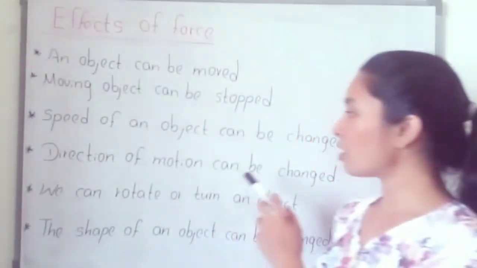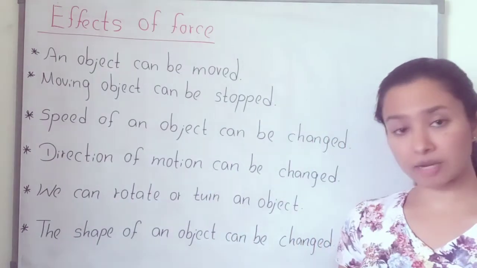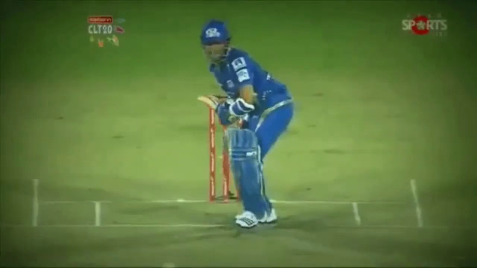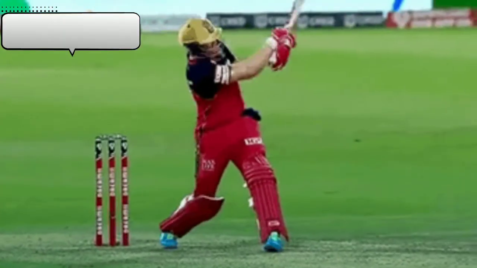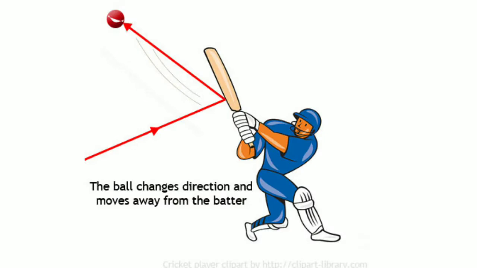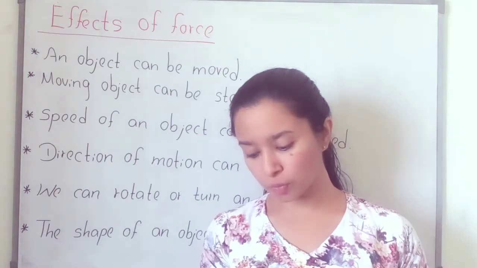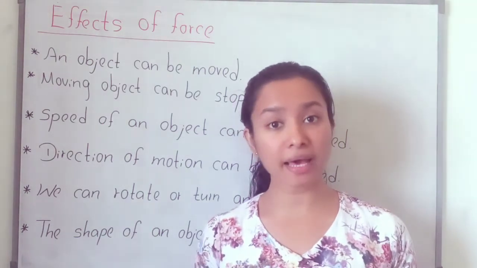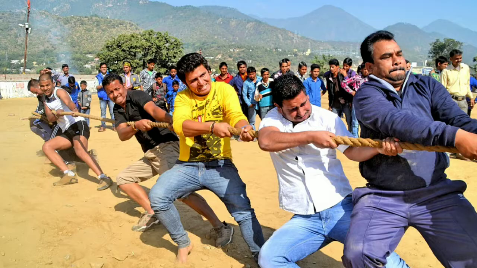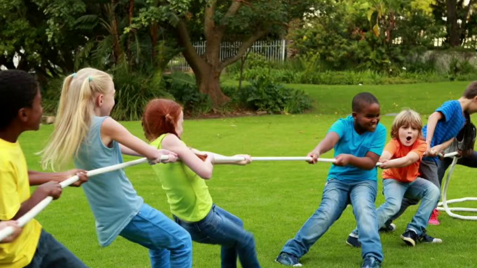Next one, the direction of motion can be changed. Think about a cricket match. The cricketer, the batsman, can change the direction of the ball by hitting it with his bat. And think about the event of pulling rope. Here, each team tries to change the direction of motion of the rope. So they are applying force to change the direction of the rope.